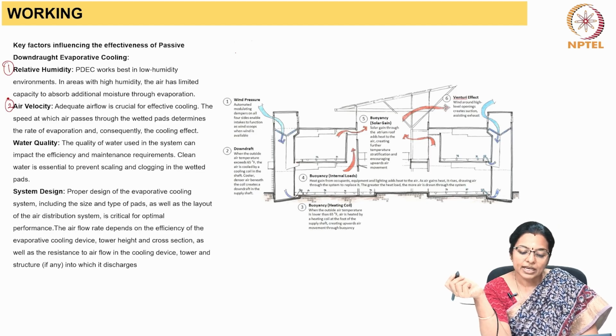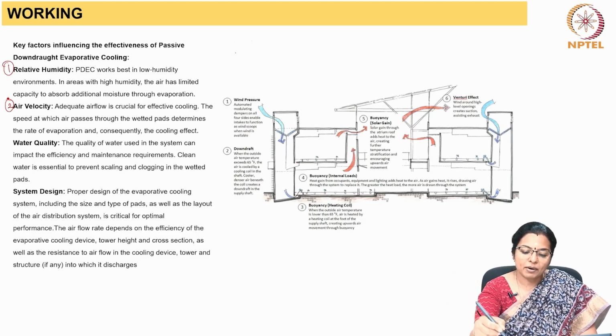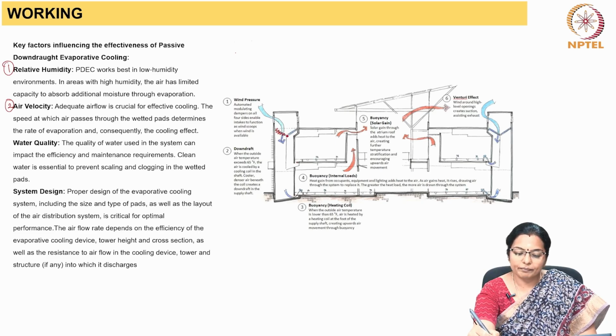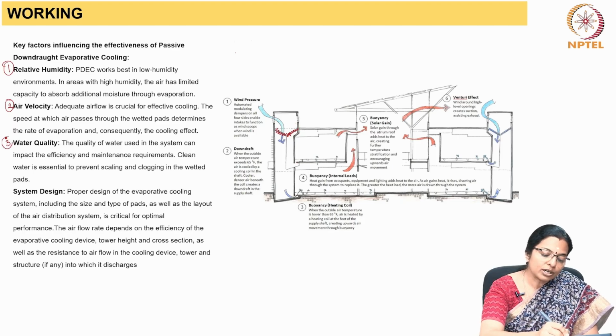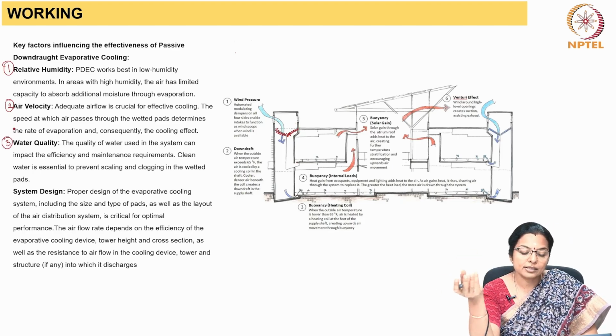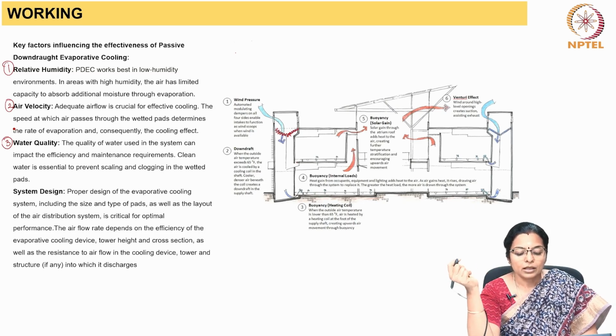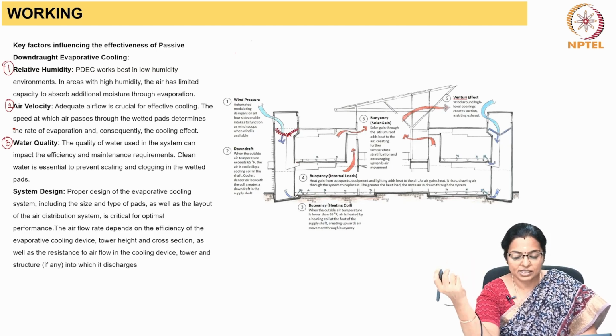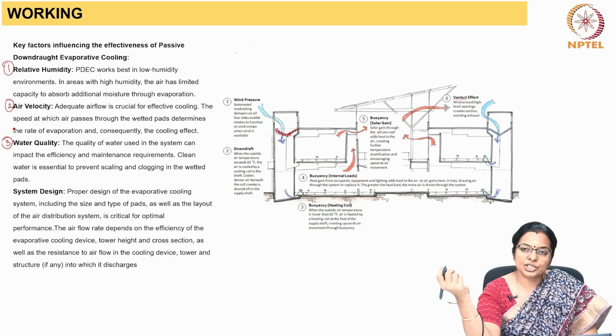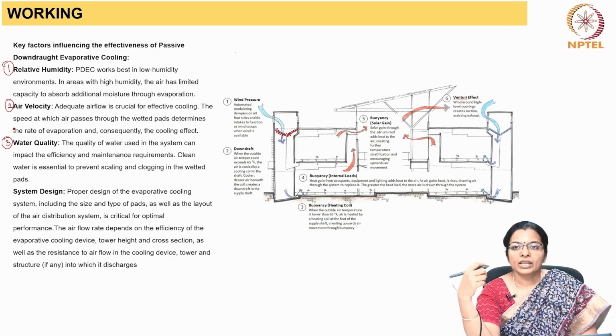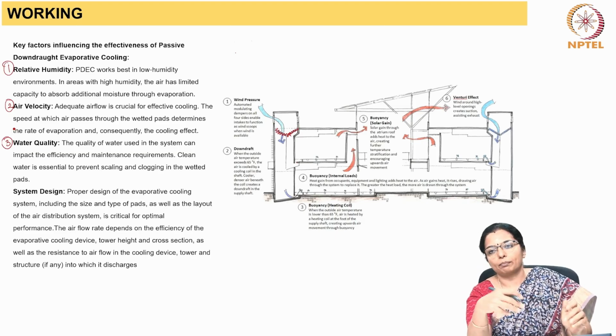Adequate airflow is crucial for effective cooling. The speed at which air passes through the wetted pads determines the rate of evaporation and consequently the cooling effect. Water quality is very important because we are talking of dry areas which have water scarcity. The quality of water used in the system can impact the efficiency and maintenance requirements. Clean water is essential to prevent scaling and also clogging of the wetted pads.